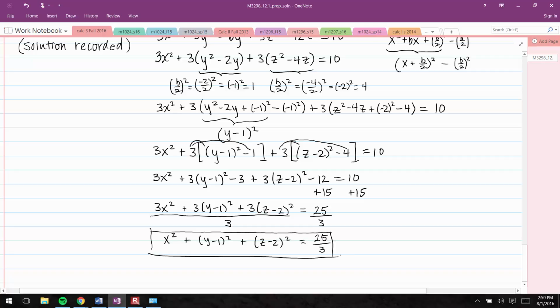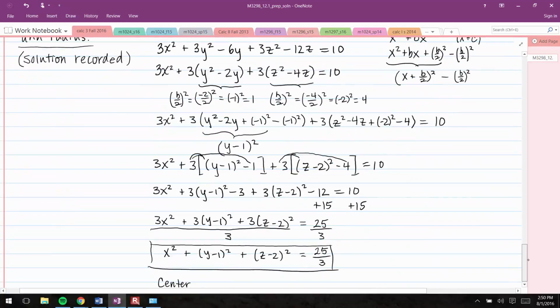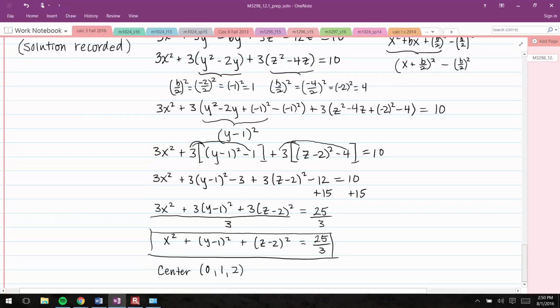Next thing is identifying the center and the radius. So the center is at h, k, l, let me scroll, and it's minus. So here we have minus 0 for the x, so 0, 1, 2. If it were plus there, you'd have to make it minus a negative and report a negative for one of the coordinates.